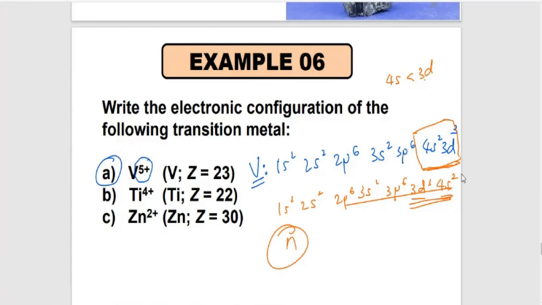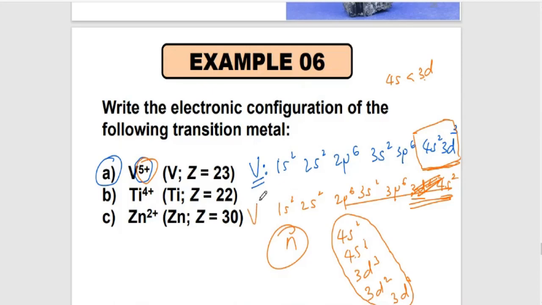The first electron, it will be removed from the 4s2. The second electron removed from the 4s1. The third electron removed from the 3d3. Then the fourth electron removed from the 3d2. And then the last one, the fifth, is removed from the 3d1. So that's why 5 electrons are removed, because the question asks about V5 plus. Okay, and then after removal, this is the electronic configuration for V5 plus: 1s2, 2s2, 2p6, 3s2, 3p6.